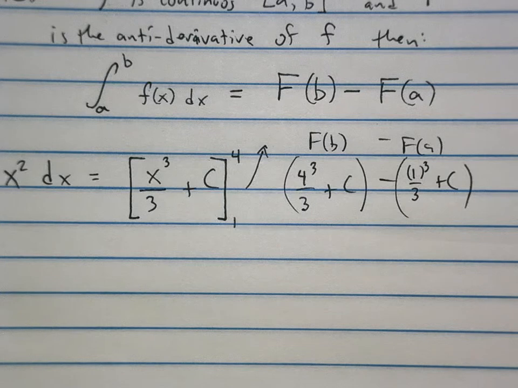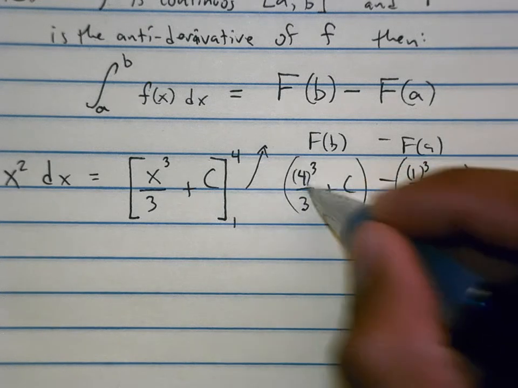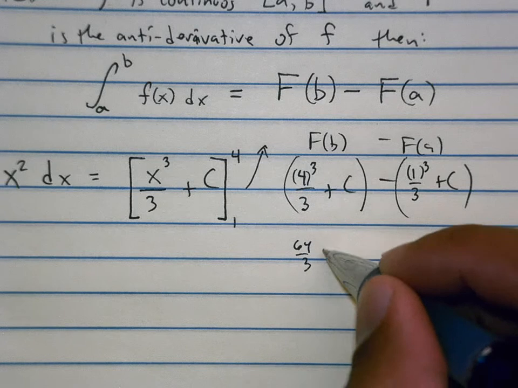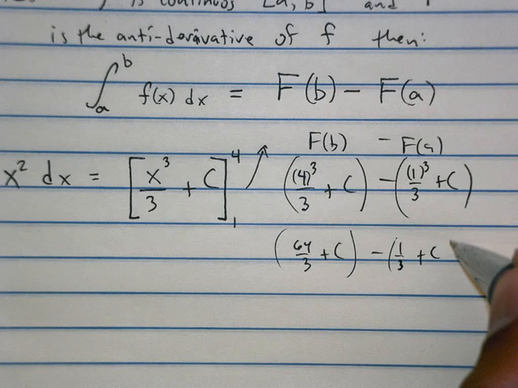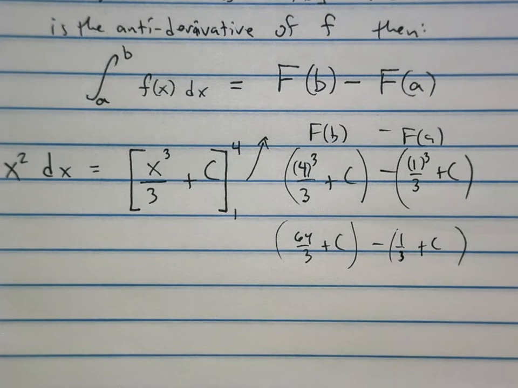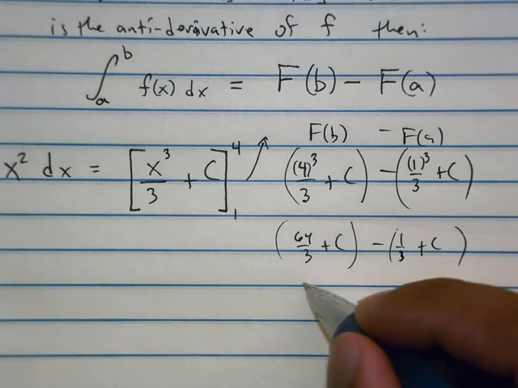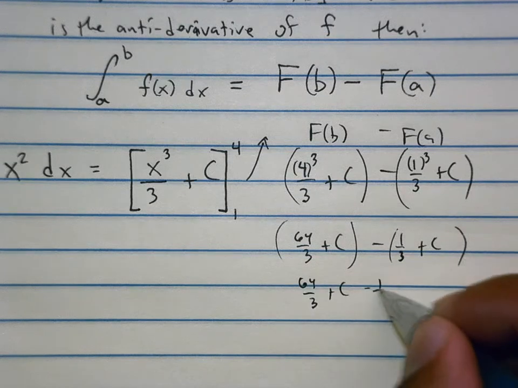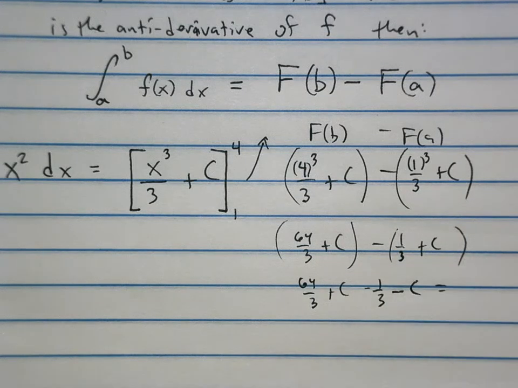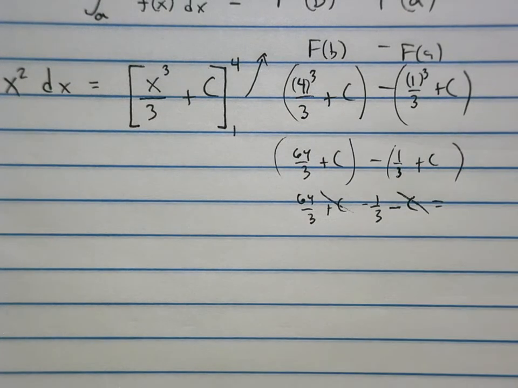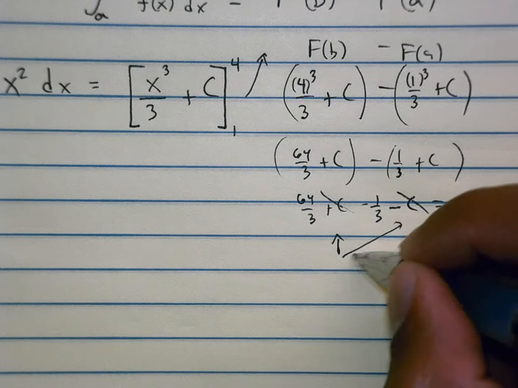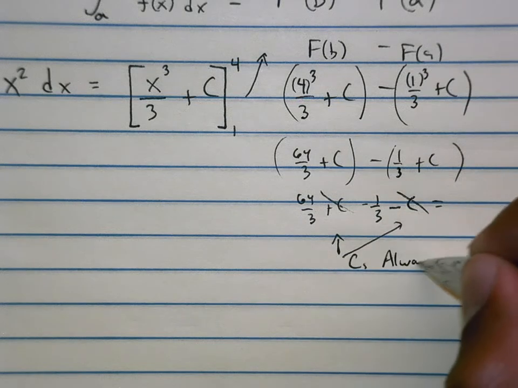Okay, so now let's simplify this. 4 to the third is 64 thirds plus c minus 1/3 plus c. When I distribute the negative sign, I have 64 thirds plus c minus 1/3 minus c. And what happens with the plus c and the minus c? They cancel out. Will that happen every single time using the fundamental theorem of calculus? Yes, it will. The c's always cancel.